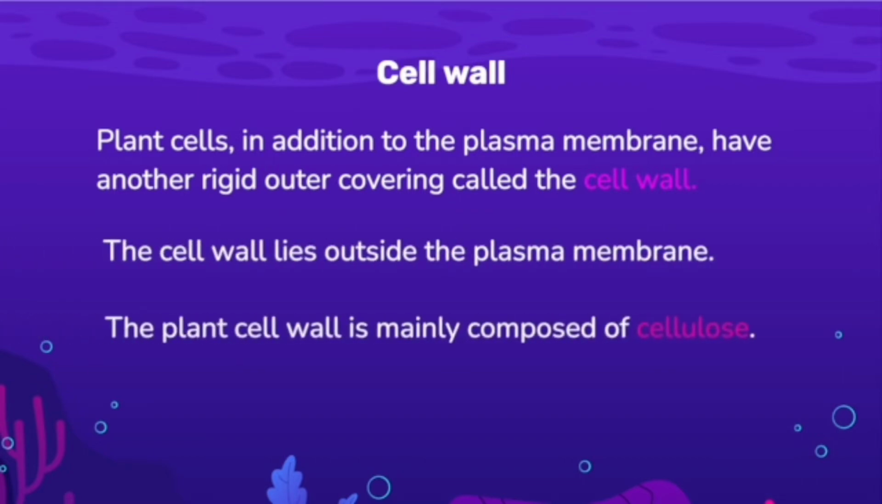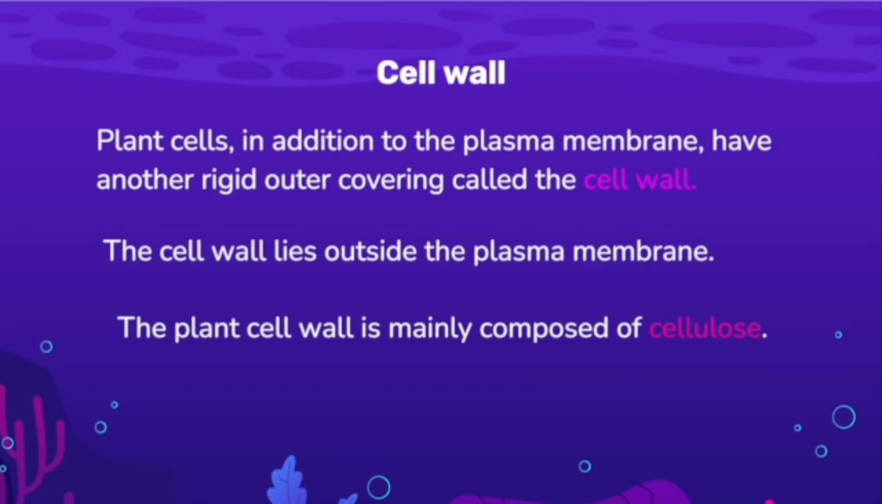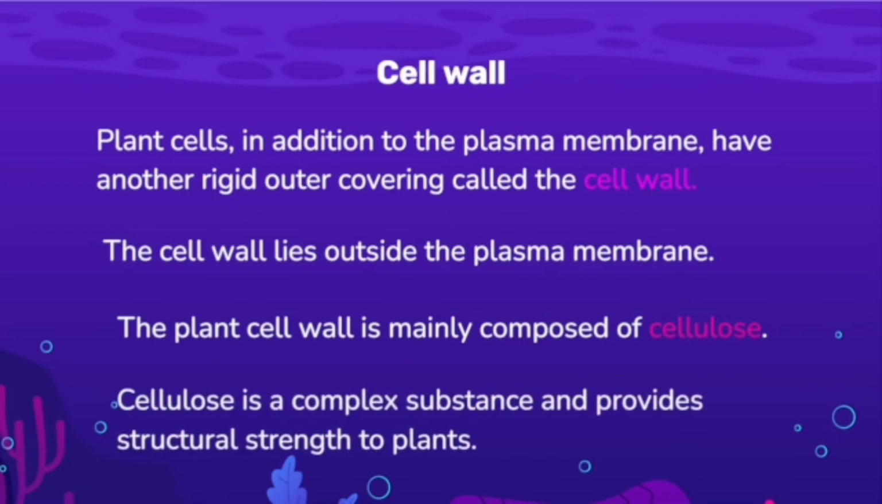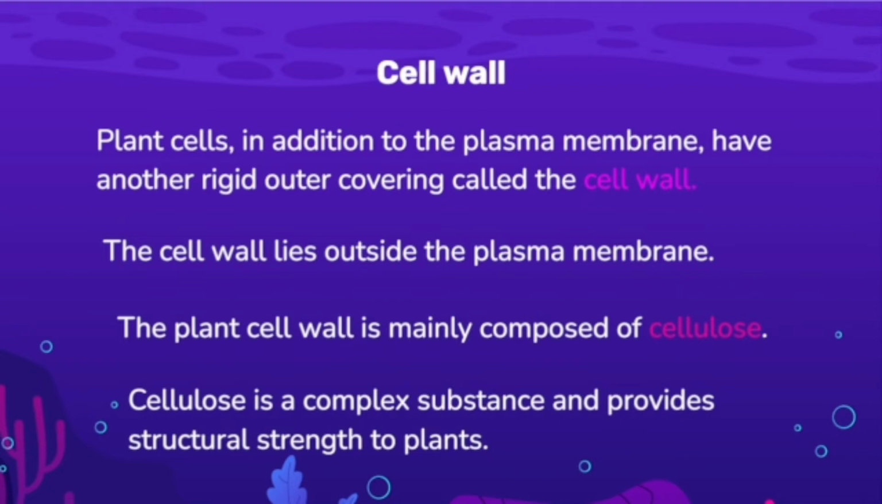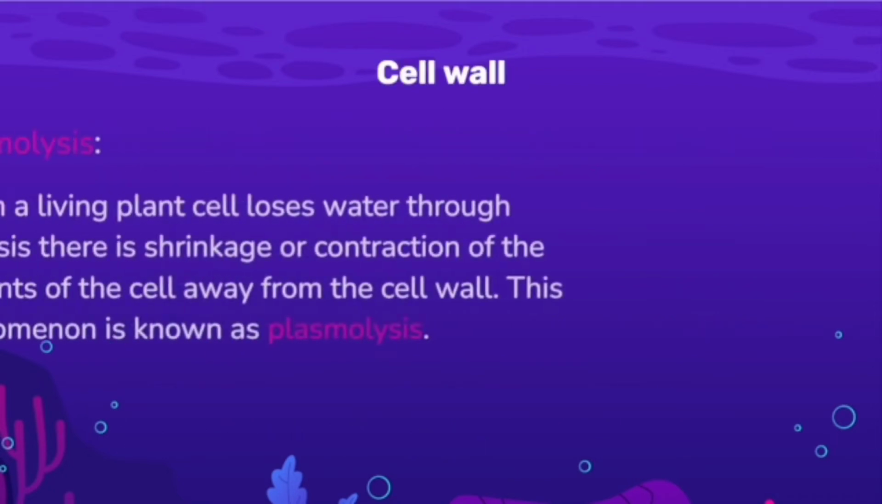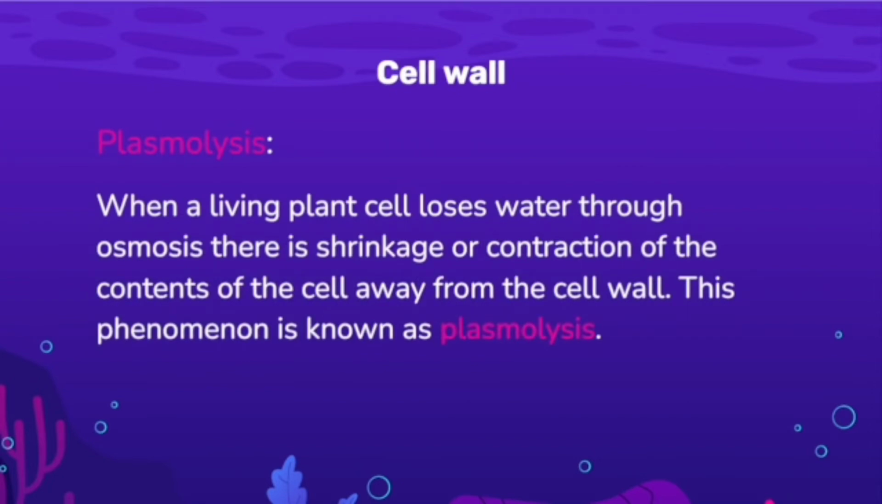The plant cell wall is mainly composed of cellulose. Cellulose is a complex substance and provides structural strength to plants. Plasmolysis. When a living plant cell loses water through osmosis, there is shrinkage or contraction of the contents of the cell away from the cell wall. This phenomenon is known as plasmolysis.